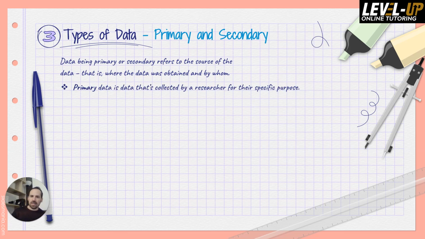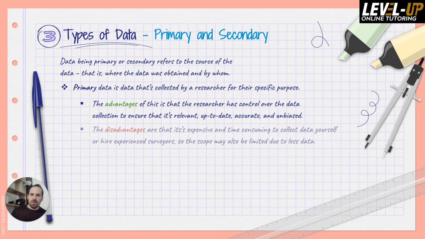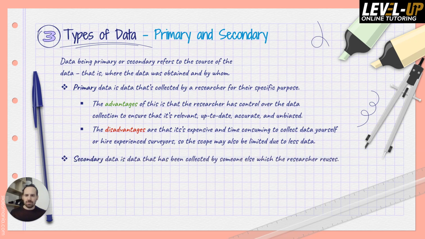Primary data is when you collect data yourself, or maybe you pay someone to collect it for your specific purpose. The advantage of that is that you have control over the data collection. You make sure it's relevant, up to date, accurate, and unbiased. But the disadvantage is that it's expensive and time consuming, to do it yourself or to hire people to do it for you. And the scope of your study might then be limited because you might not be able to collect as much data. With less data, your results will be less accurate.